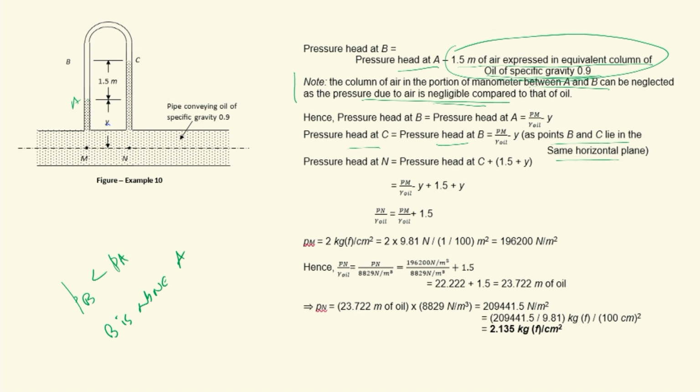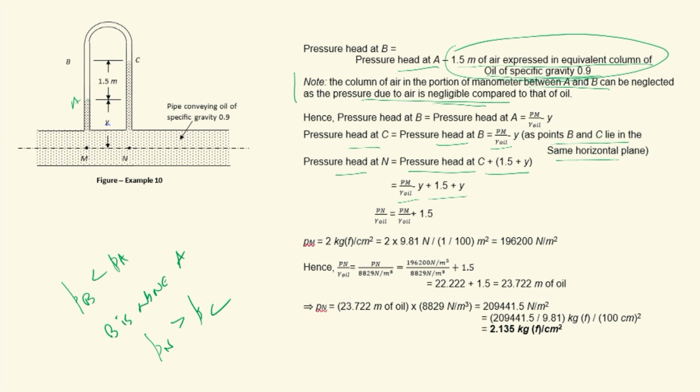Then we come down to N. N is below C, so Pn will be greater than Pc. By how much? Pressure head at N will be higher than pressure head at C by 1.5 meters plus Y meters of column of liquid of specific gravity 0.9. So pressure head at N is equal to pressure head at C plus 1.5 meters plus Y meters. So pressure head at N is Pm by gamma oil minus Y plus 1.5 plus Y.